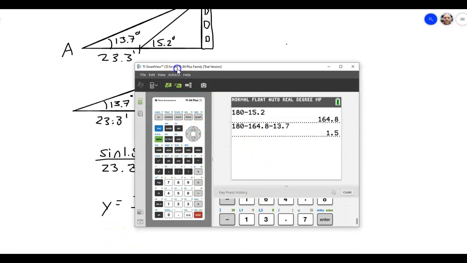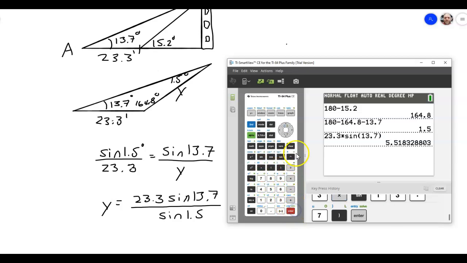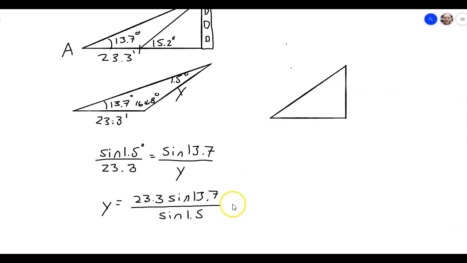So go back to my calculator, and I'm in degrees. Yes, I am. So I'm going to do 23.3 times the sine of 13.7. Enter, and then we're going to divide that by the sine of 1.5. Enter, and I get 210.81. So this is going to be approximately 210.81 feet. So I'm going to go ahead and put that over here, 210.81. I'll go up 2 decimal places to hopefully get close enough.